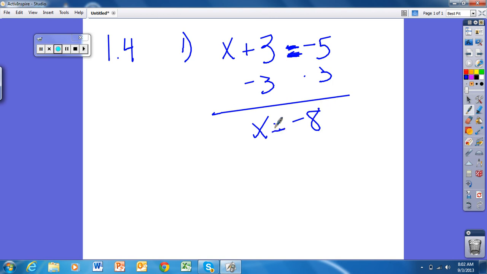And then we go back and check our answer by putting negative 8 back in for x. So negative 8 plus 3 equals negative 5. It works. Do you have to check? You don't have to show your check, but like I said at the beginning, the beauty of math is that you never have to be wrong. You can always check your answer and find out if you did it correctly. Let's try another one.